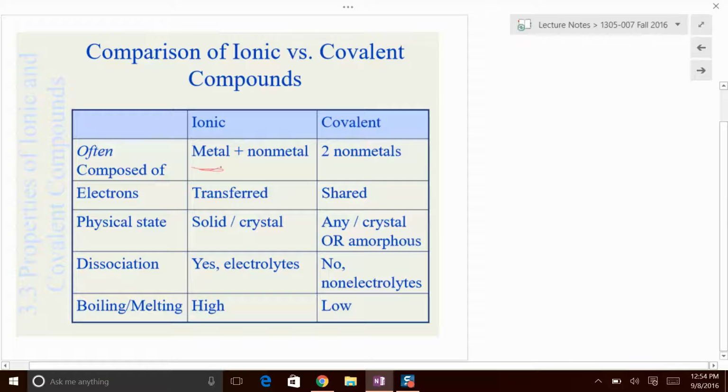So ionic compounds: metal, nonmetal. Covalents are two nonmetals. Electrons are completely transferred in ionic compounds. They're shared in covalent compounds. So that's the big difference, right?